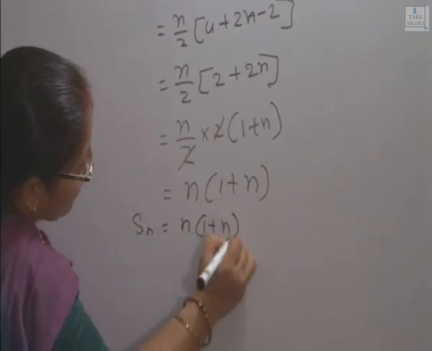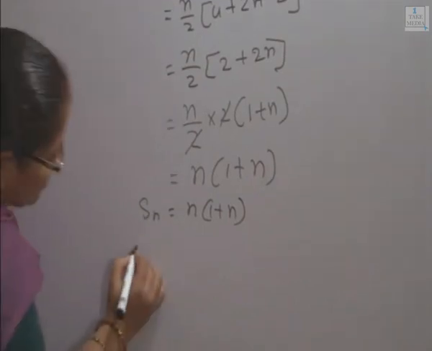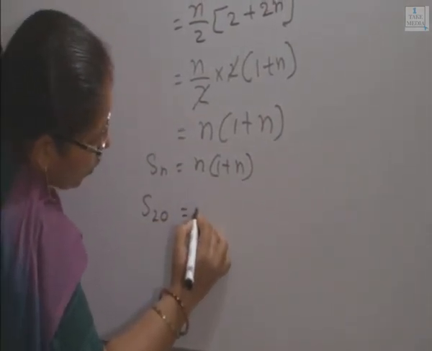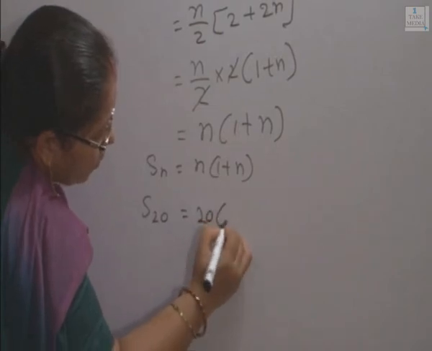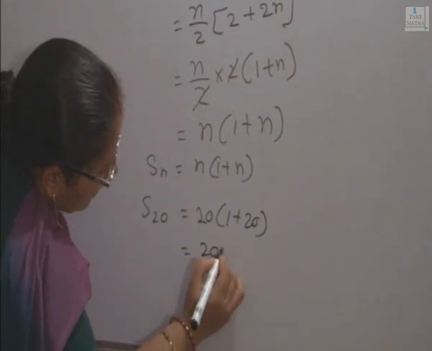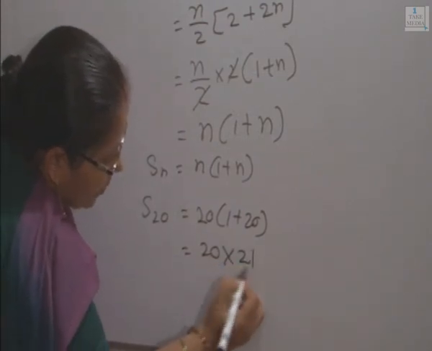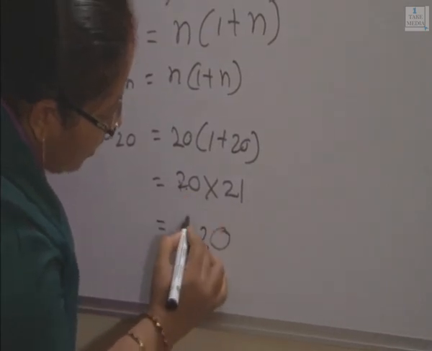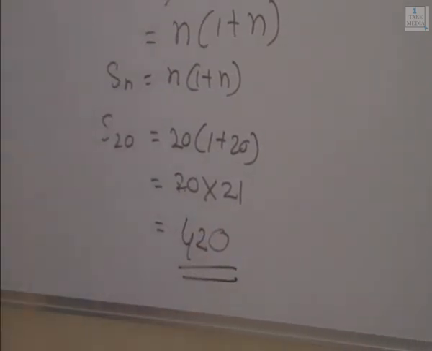Now we have to calculate S20. S20 equal to, the n value we know is 20, times 1 plus 20. So 20 multiplied by 21. 0 times 0 is 0, 2 1s are 2 and 2 2s are 4. So the answer comes 420.